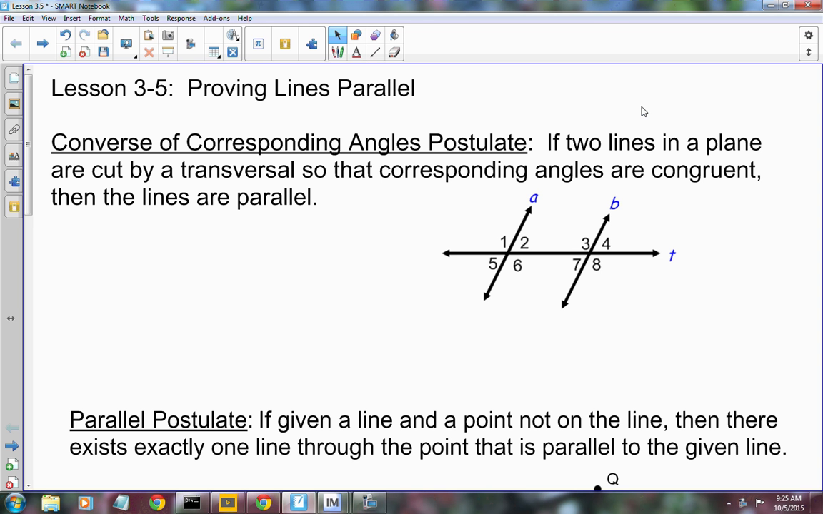Okay, good. Then we had another one. What was it? Consecutive interior. What was true about consecutive interior? Supplementary. Very good.